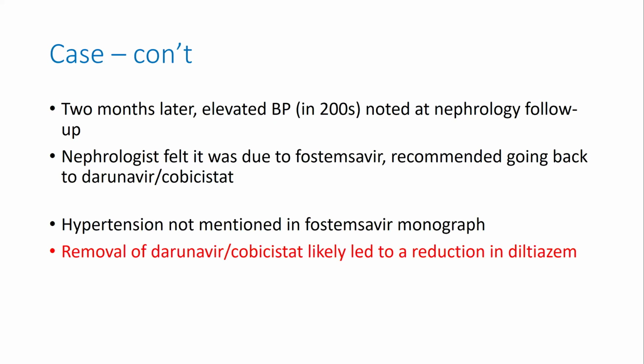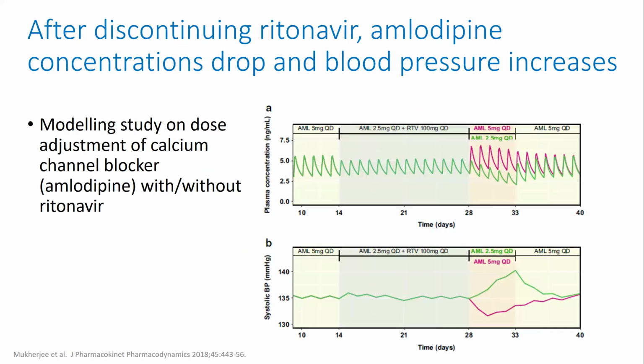However, doing a bit of further thinking on this, hypertension is not mentioned in the fostemsavir monograph. It's not really a recognized side effect. And what probably was the more likely reason is that removal of darunavir cobicistat likely led to a reduction in his diltiazem, his blood pressure medication, concentrations.